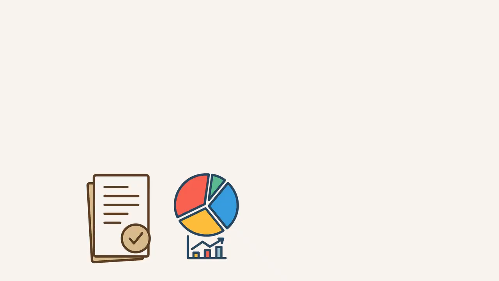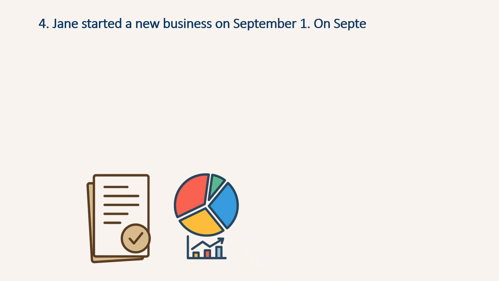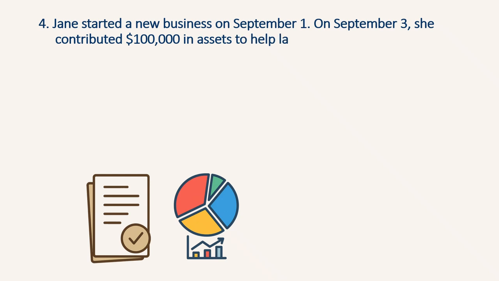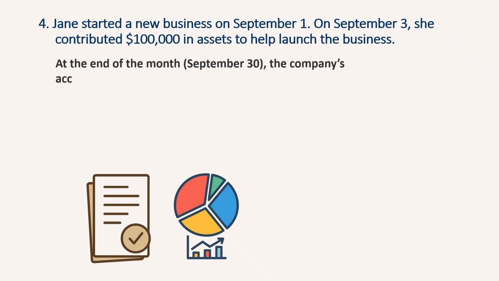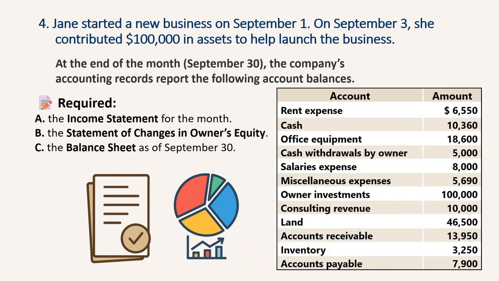Question number 4. Jane started a new business on September 1st. A few days later, on September 3rd, she contributed $100,000 to launch the company. By the end of the month, the company had completed a full month of operations. Now, the accounting records show the account balances for that month. These include various expenses, assets, liabilities, and equity-related items.